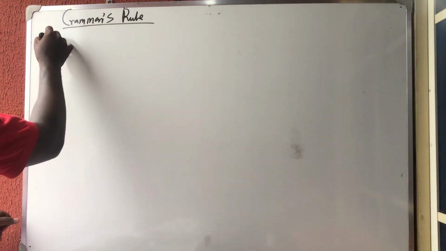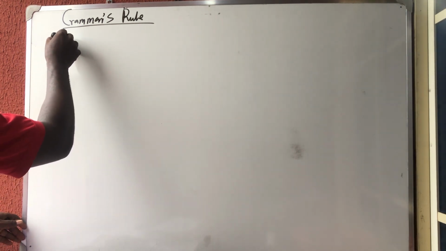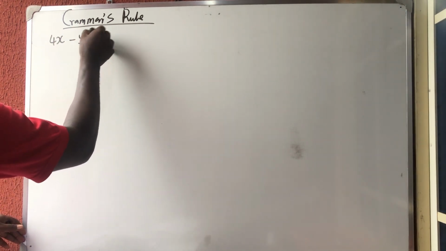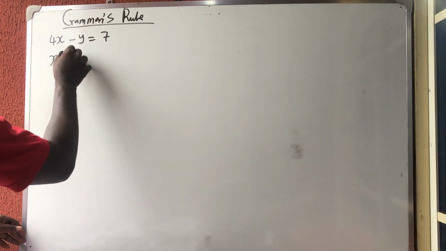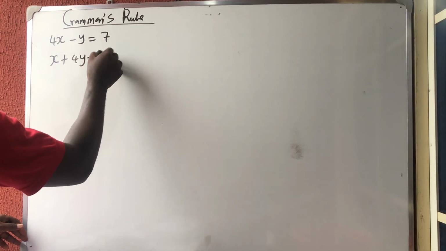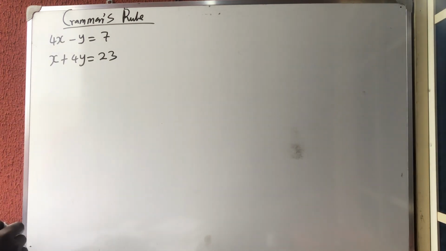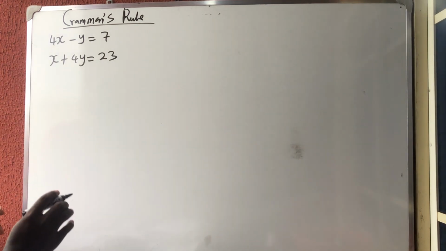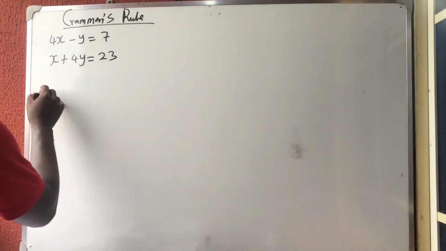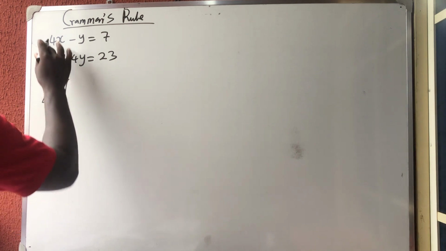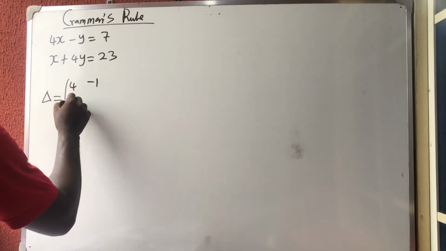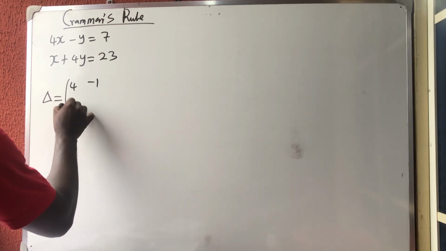We are still using the same equation. So 4x minus y is equal to 7, and x plus 4y is equal to 23. Okay, so let us do that. This one is very simple. This one said, first of all, get your matrix. My matrix is what? 4 minus 1, 1 and 4.